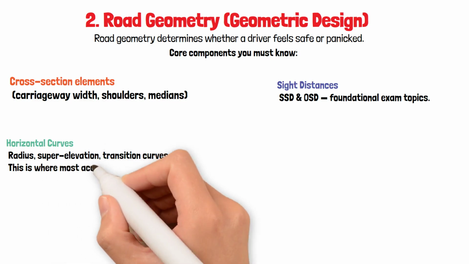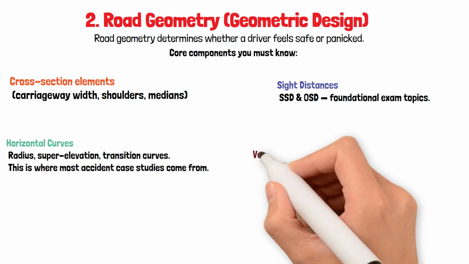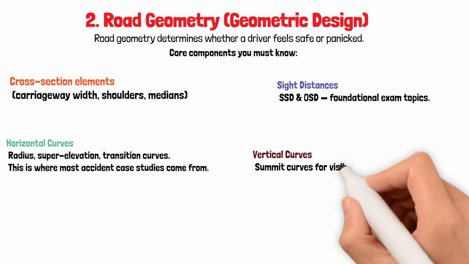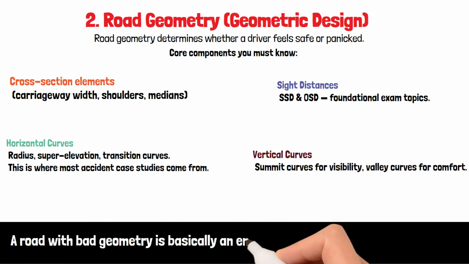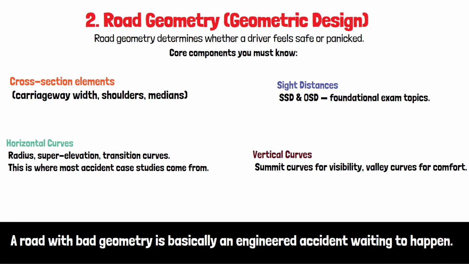This is where most accident case studies come from. Vertical curves: summit curves for visibility, valley curves for comfort. A road with bad geometry is basically an engineered accident waiting to happen.